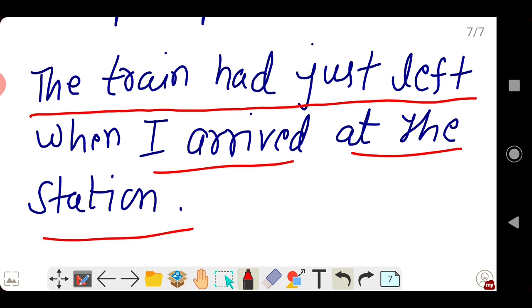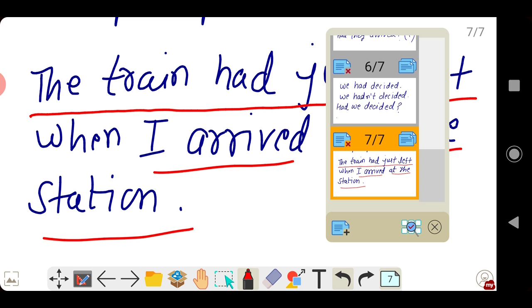The train had just left. And just take care about "just" here. The train had just left. It is used to make it clear that one event happened before another in the past. Actually, we are talking about both events and they had been completed. Okay, the train had just left when I arrived at the station. Okay, when I arrived at the station, the train had just left. Even you can say in this way. It's just up to you, definitely up to you, what way you choose actually.